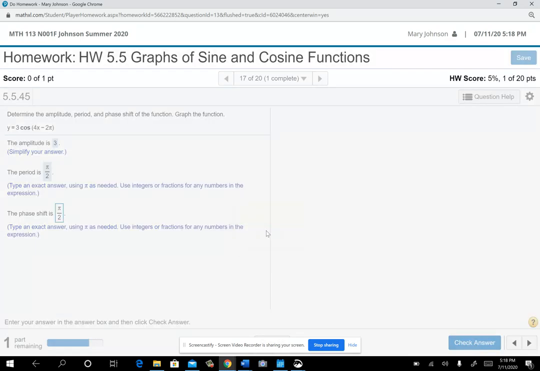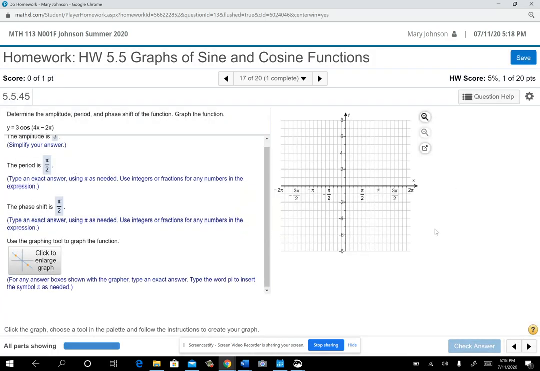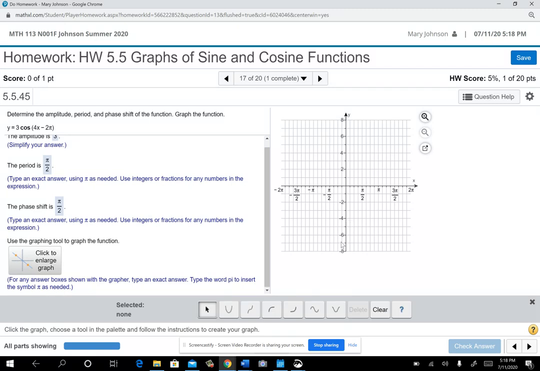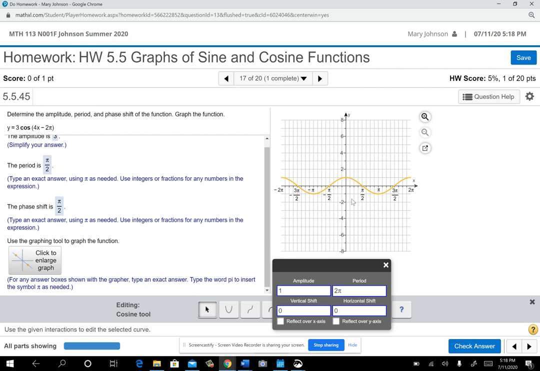All right, so now go to the graph. When I go to graph, I'm just going to click on my graph and I can get a tool. And this time, since I'm doing cosine, I'm not going to use the one that starts at 0. Cosine starts at 1. So I'm going to pick that one and just click on the graph, and it puts the basic cosine graph on there.